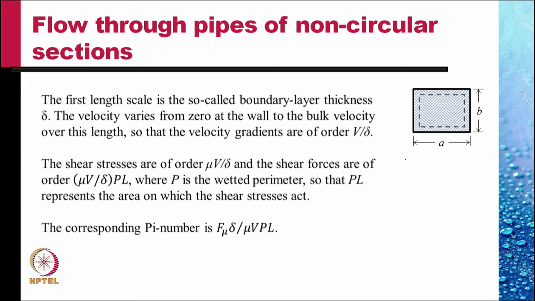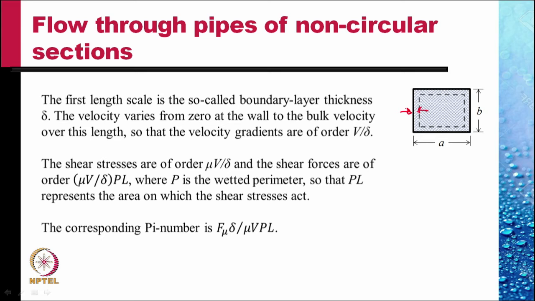The velocity varies from 0 at the wall to the bulk velocity over this length, so that the velocity gradients are of order v divided by delta, this being the thickness delta for non-circular pipes. These shear stresses are of order mu v by delta, and the shear forces are of order mu v by delta, which is the shear stress, times the area over which they act.